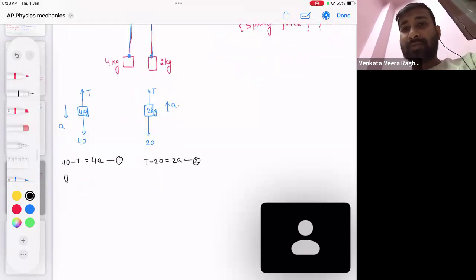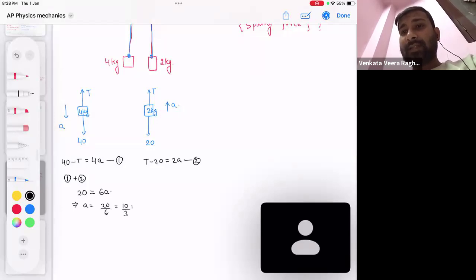Let's solve equations 1 and 2. Can we add equation 1 and 2? Minus T plus T gone. 40 minus 20, which is 20. 4 plus 2, 6a. That means what is the acceleration we are getting? 20 by 6, or 10 by 3 meter per second square.